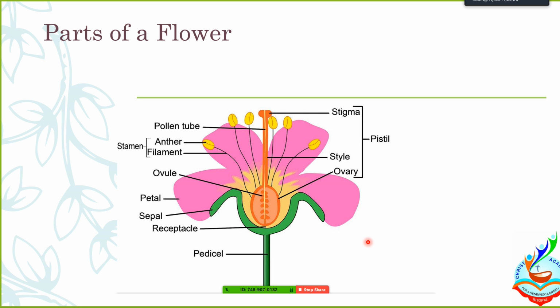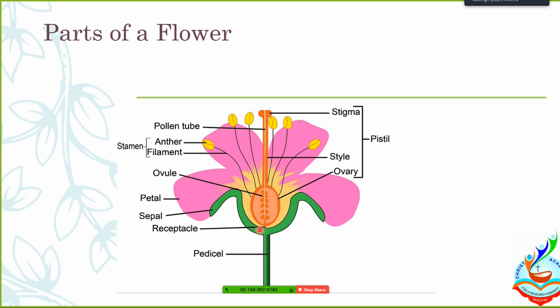Now, we will discuss the parts of a flower. First part is the calyx. Calyx is also called sepals. This portion is called the calyx. It is the outermost whorl. It is present on the outermost side.